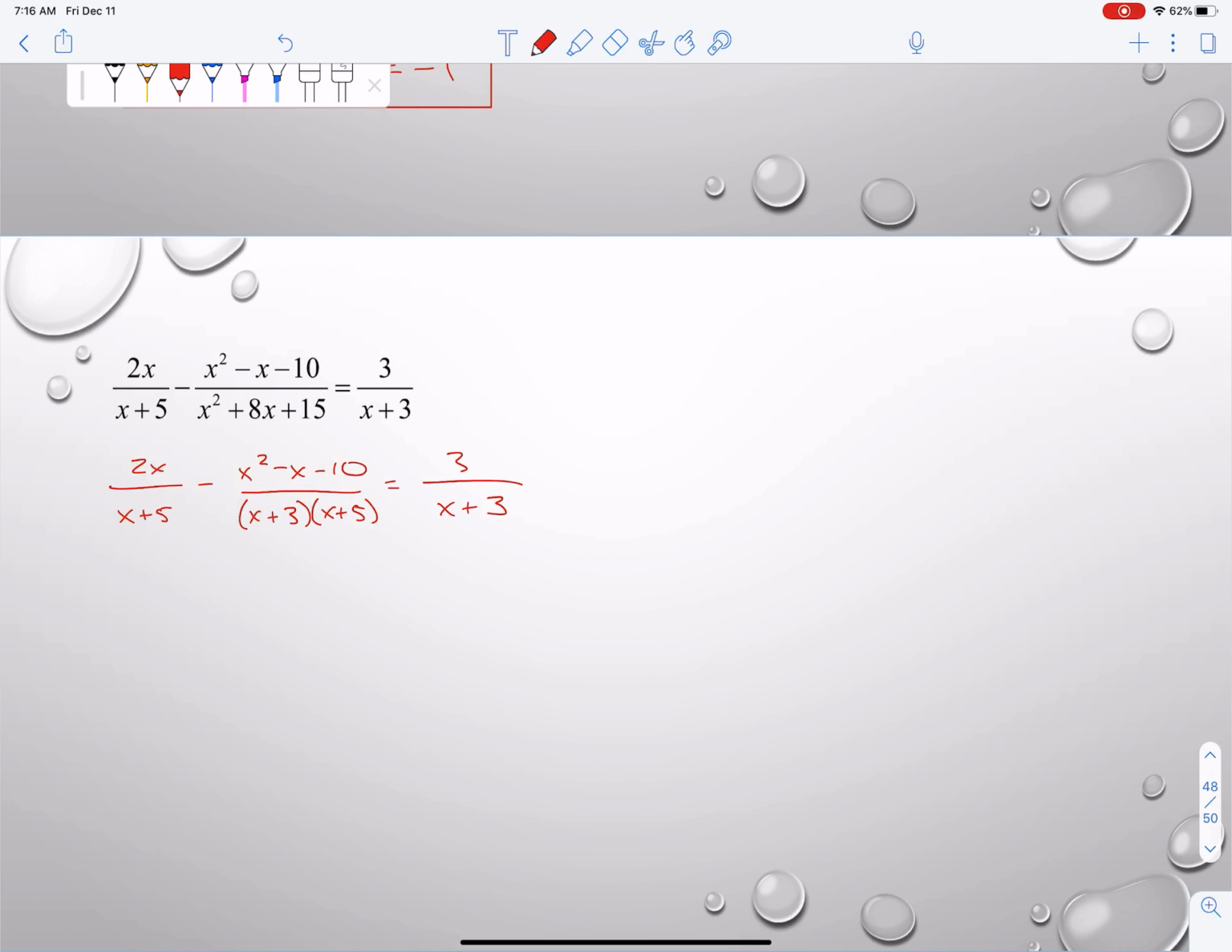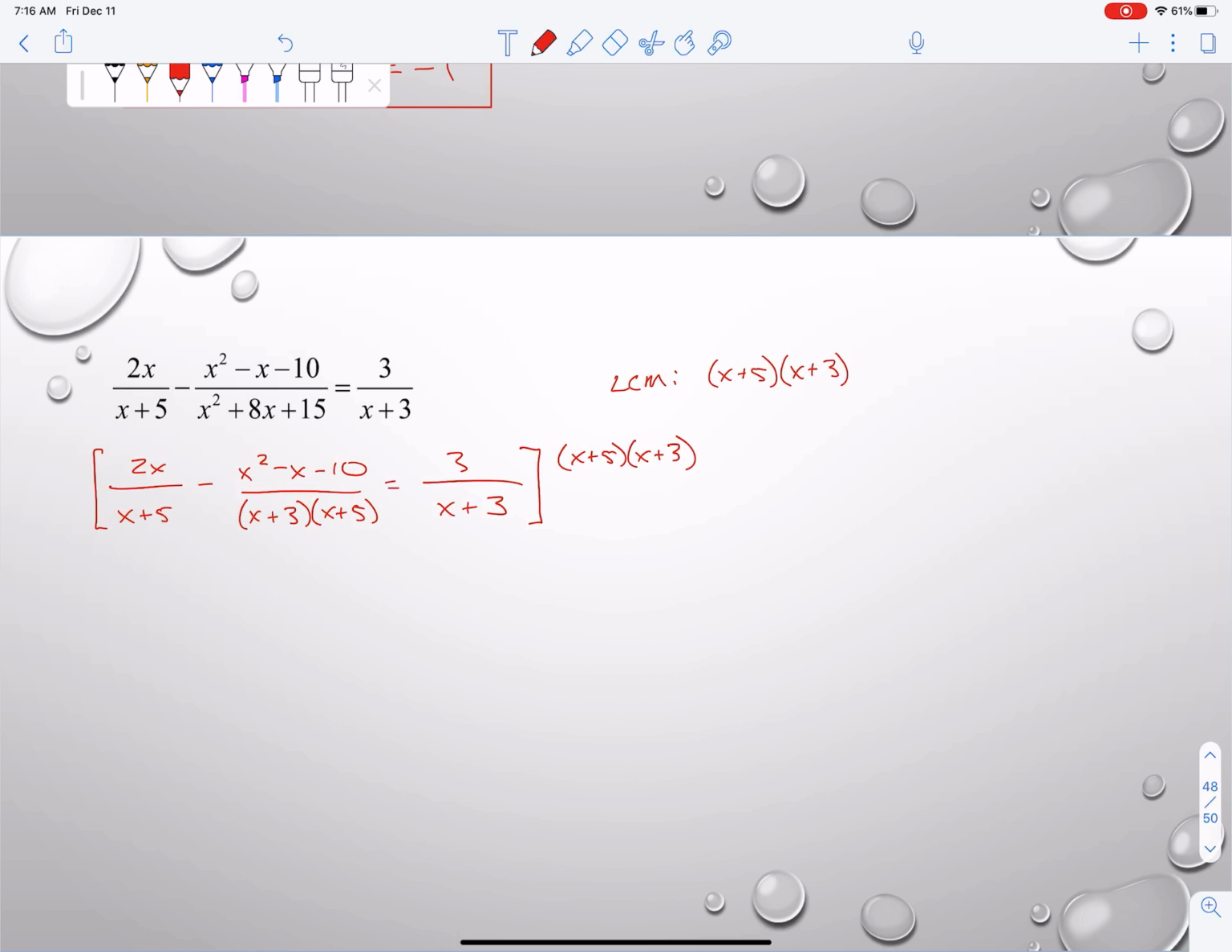So if I look for my least common multiple, from the first term, I need an x plus 5 as a factor. From the second term, I need an x plus 3 and an x plus 5, which I already have. And the last term, I need an x plus 3, which I, again, already have. So what I want to do is multiply through by this least common multiple on both sides of my equation. So when I do that, we're going to have the following.